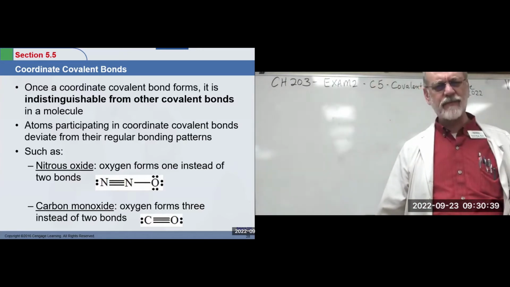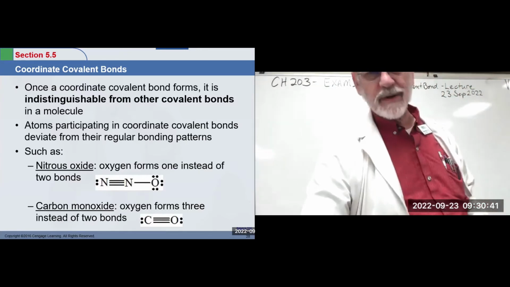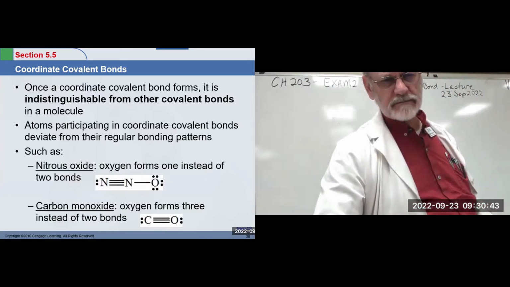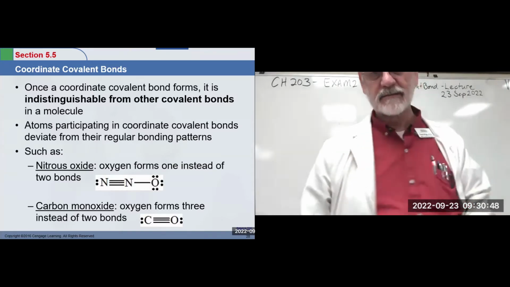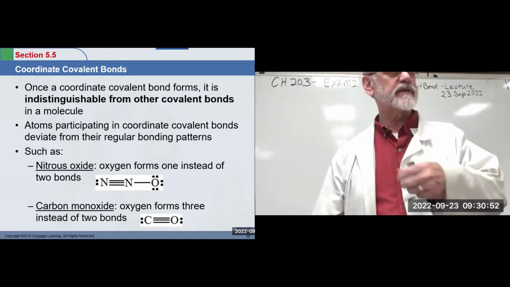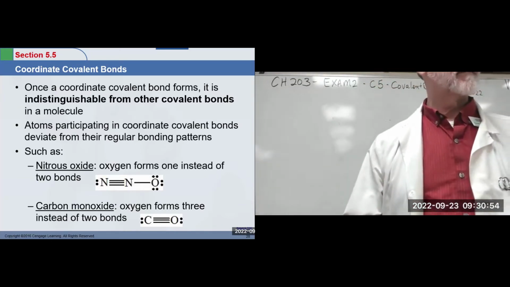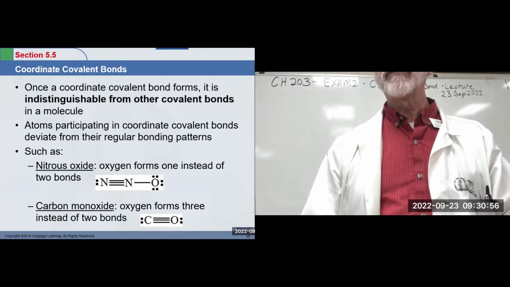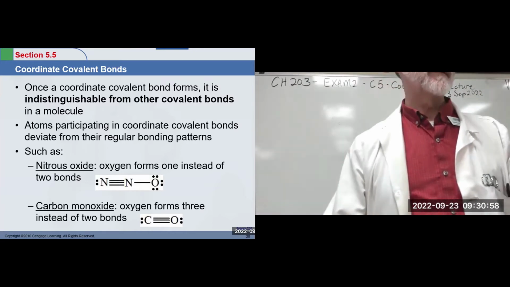Oh, we have another example. Do we need to talk about that? Nitrous oxide is like that. Nitrous oxide, everybody knows nitrous oxide, right? You ever been to the dentist? You use gas at the dentist? Okay, then you breathe this stuff. That's laughing gas.